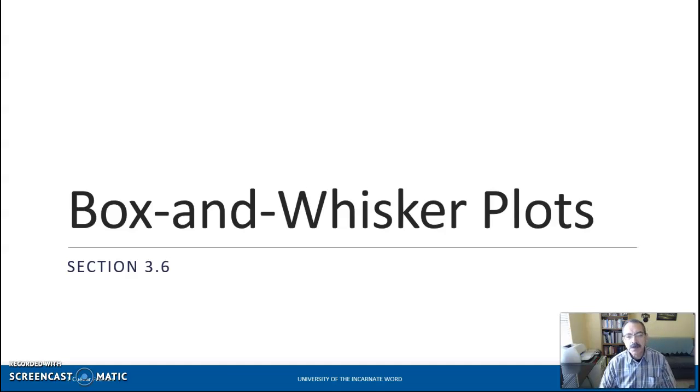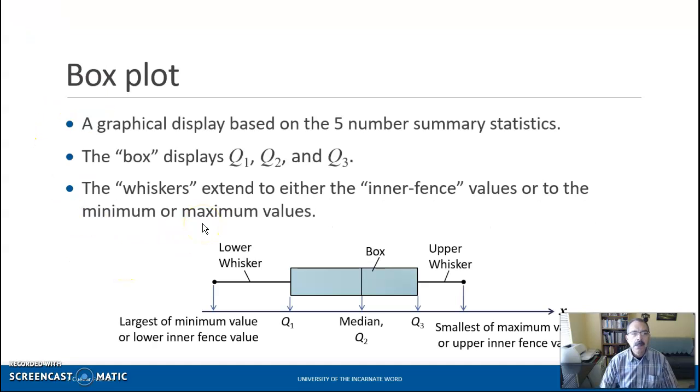This is part 6 of the Module 3 lecture. This is on box and whisker plots. This corresponds to section 3.6 in the text. All right, the box plot is a graphical display based on the 5-number summary statistics.